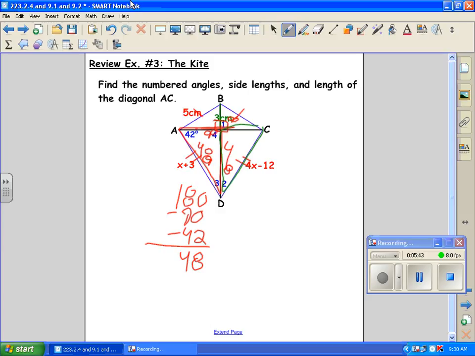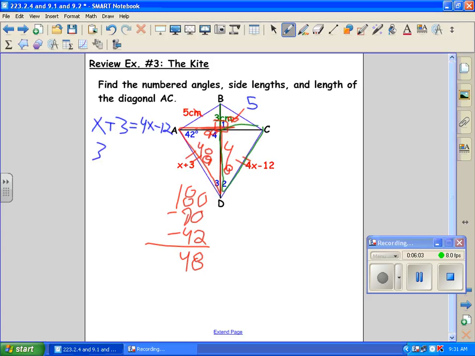So we're going to set those two sides equal to each other, and he's already identified BC as 5, and yeah, we're going by looks there because the adjacent sides are congruent. So now he's going to set x plus 3 equal to 4x minus 12, and he'll walk us through the algebra here.